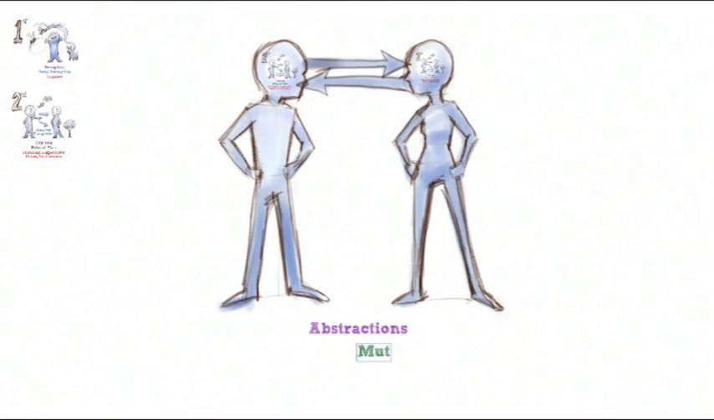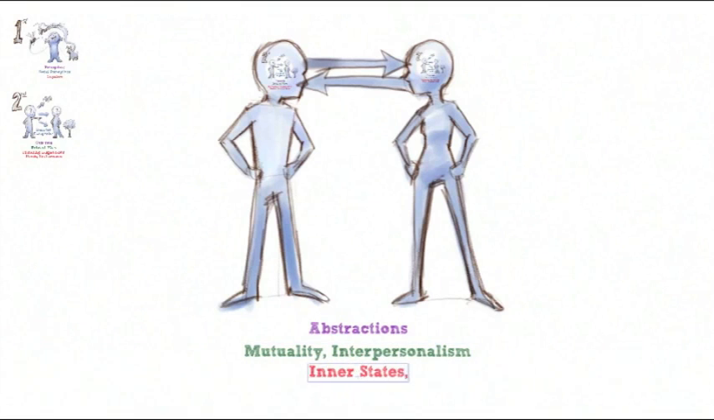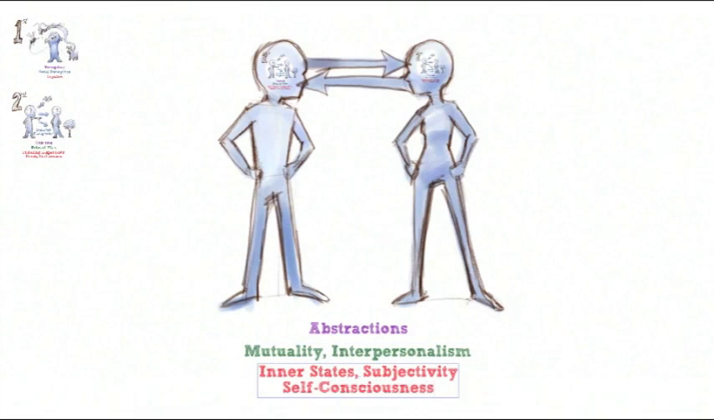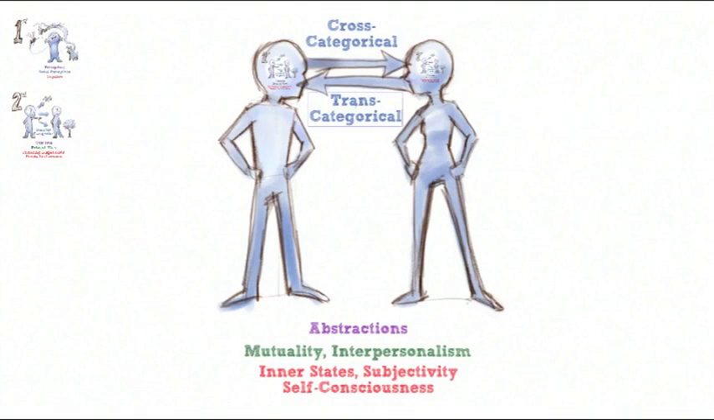And so now we can deal in the realm of abstractions. We have mutuality and interpersonalism. We have inner state, subjectivity, and self-consciousness. And Kegan says this is cross-categorical and trans-categorical. And this is the third level of consciousness.